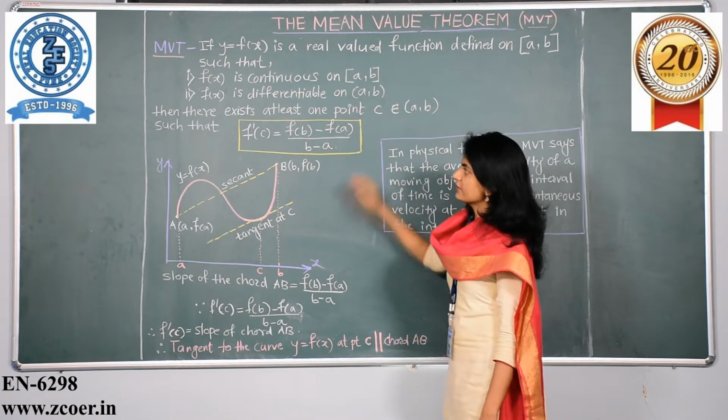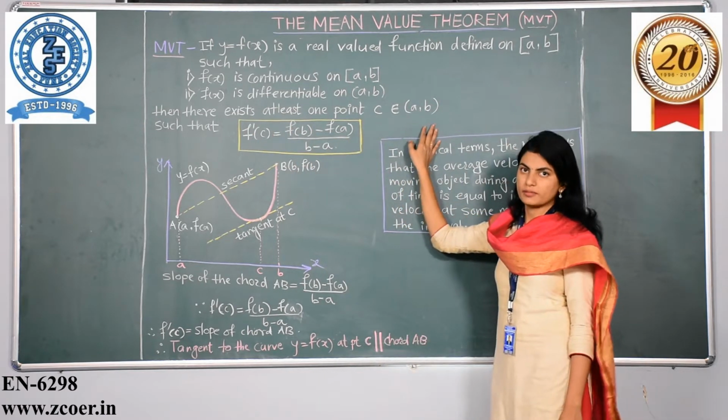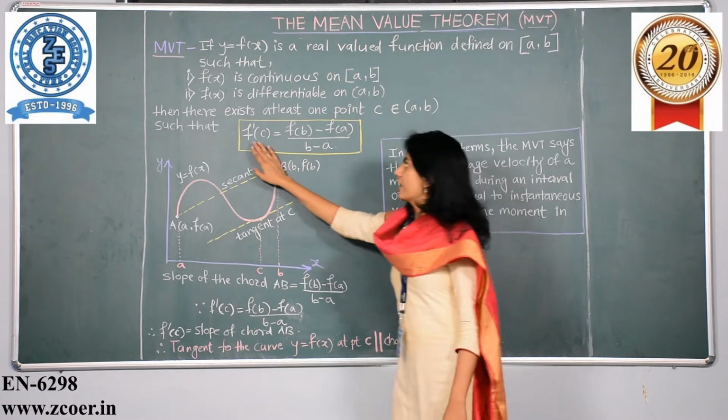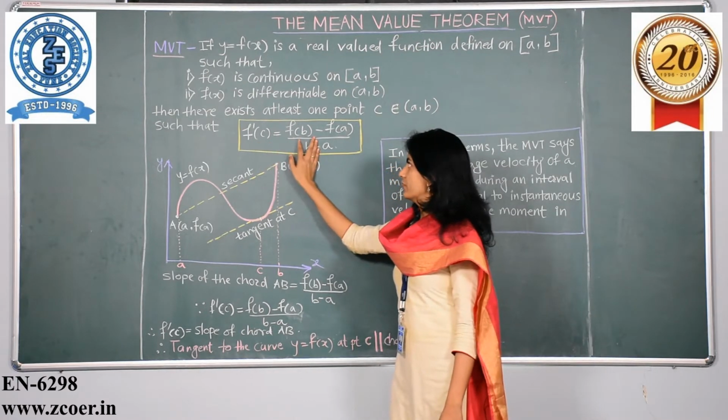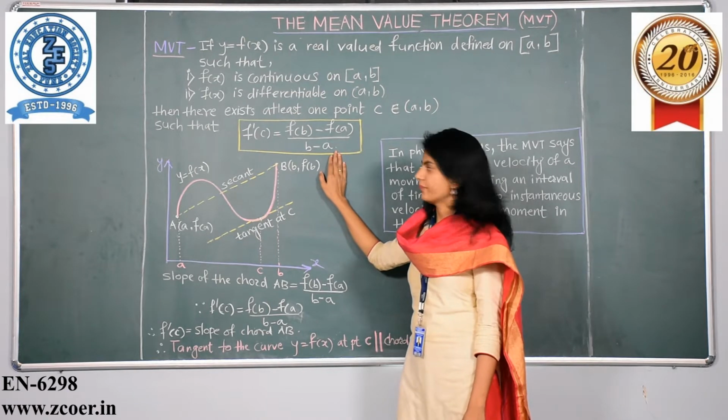So with these conditions, there exists at least one point c in between a and b, such that f dash of c is equal to f of b minus f of a, whole divided by b minus a.